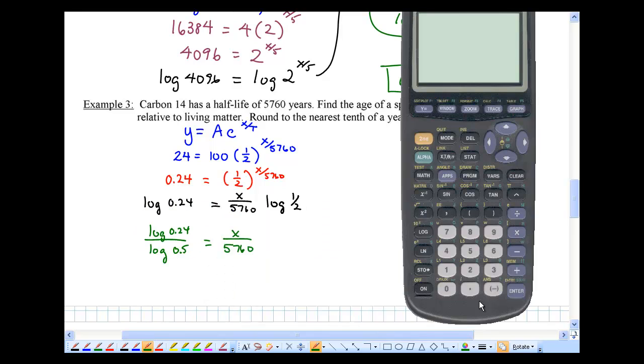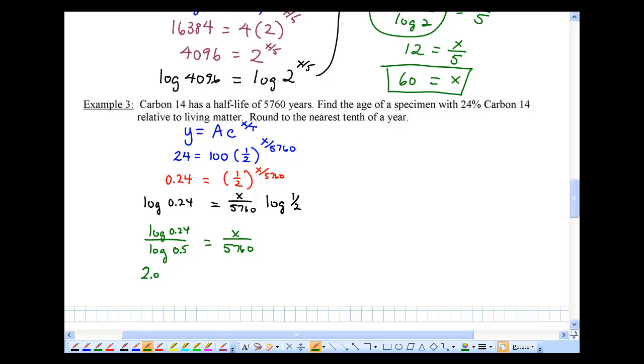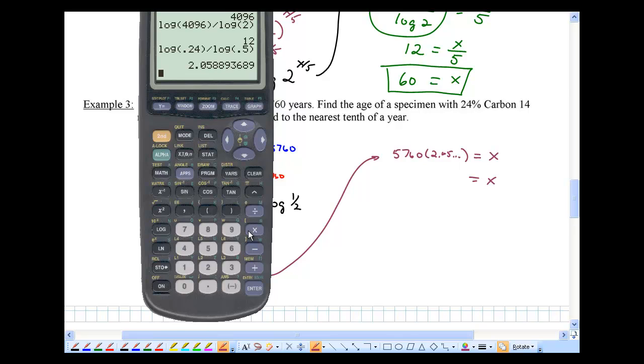Calculator time. We'll do log of 0.24, divide that by log of 0.5. We'll get this fabulous number of 2.05 blah blah blah. So I'll write it down: 2.05 blah blah blah. And that equals x over 5,760. So to solve for x, we want to multiply both sides by 5,760. So 5760 times the 2.05 blah blah blah. And what does that equal? See, I kept that number in my calculator. So 5760, let's multiply it by that. Whoa, lots of years.